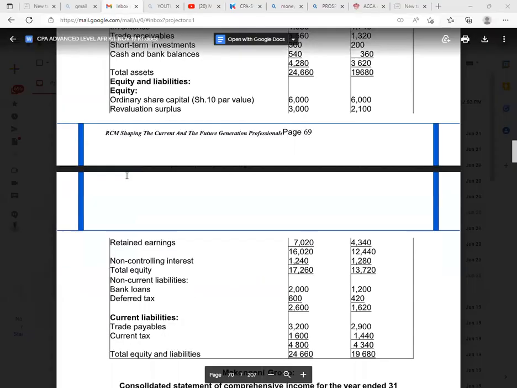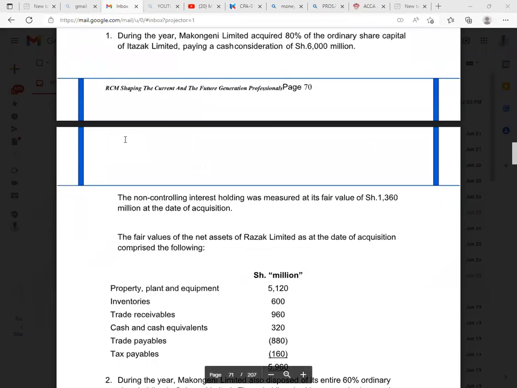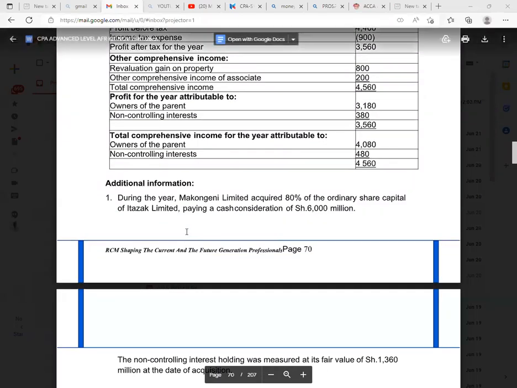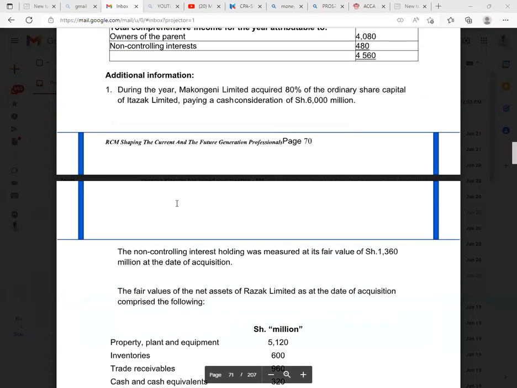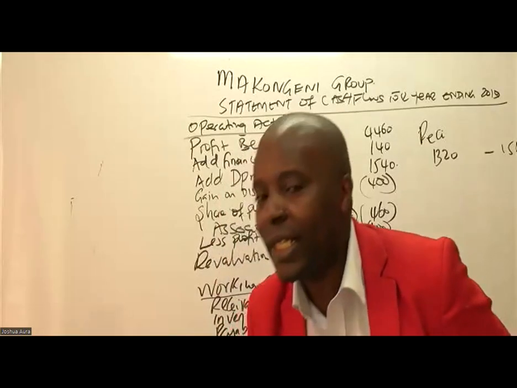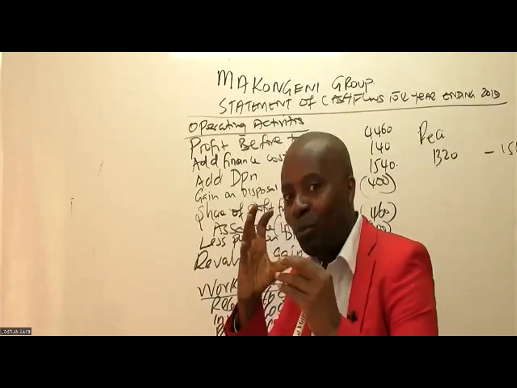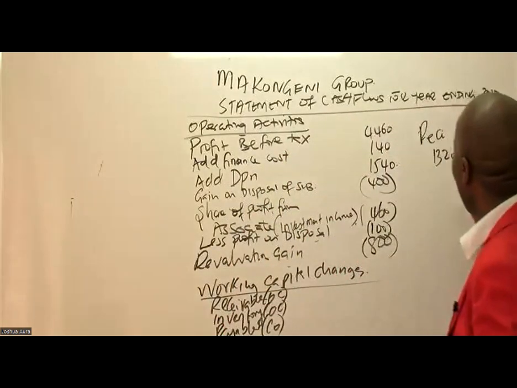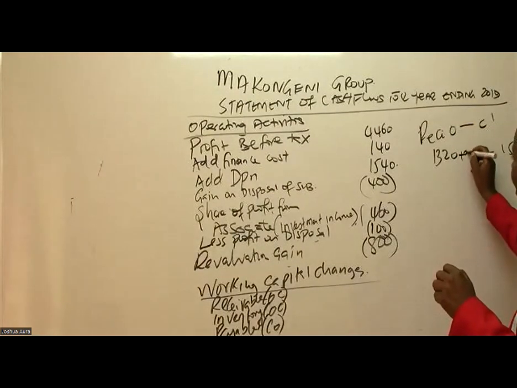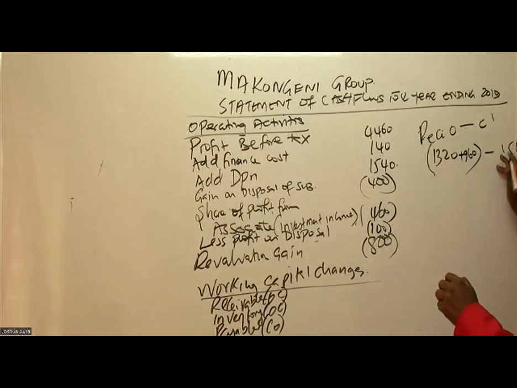Let's see this. So you can see, ladies and gentlemen, during the year, we can see Razak Limited as at the date of acquisition comprised the following net assets. Remember, Razak is the one that was acquired. If you remember note number one, we acquired Razak. And you can see Razak came with trade receivables of 960. Those receivables of 960 must have gone to boost my stocks. So in this case here, in the opening, remember it is opening minus closing.